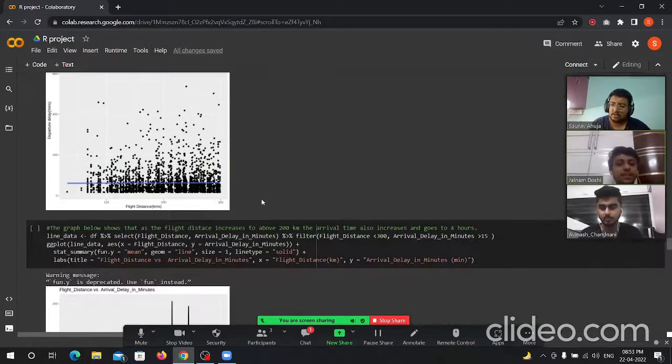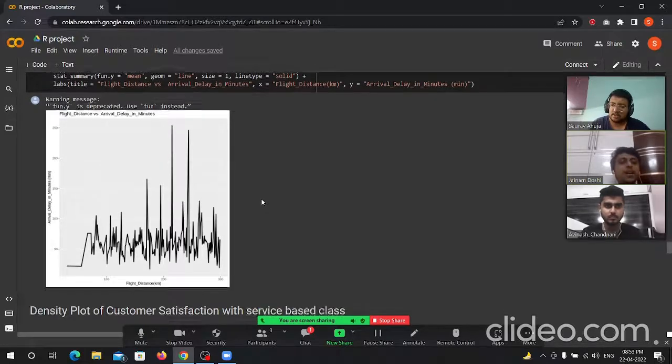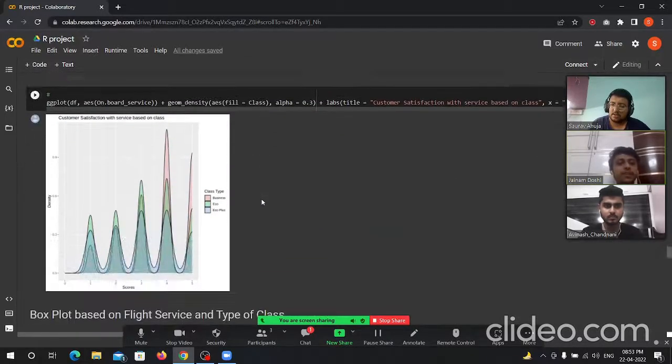Then the next graph is the line graph, which shows that when the flight distance goes beyond the 200, the arrival delay in minutes may touch up to 4 hours. And the next graph is the density plot of customer satisfaction with the service based on the class type, which is business class, economy class, and the economy plus class.